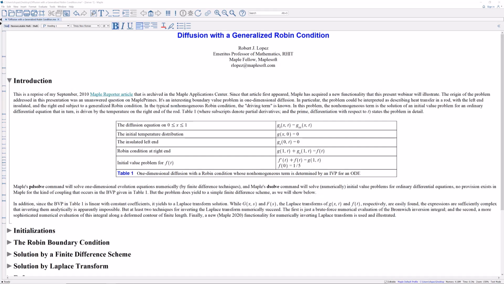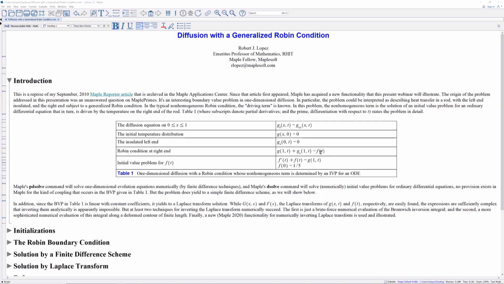Table 1 here summarizes the diffusion problem. This is the diffusion equation, the heat equation if you like. There is an initial distribution, call it temperature, 0. The left end is insulated, so there is the derivative set equal to 0, Neumann condition. This is the Robin condition on the right end. The temperature at the right end, the flux at the right end, and some driving term, non-homogeneous term.